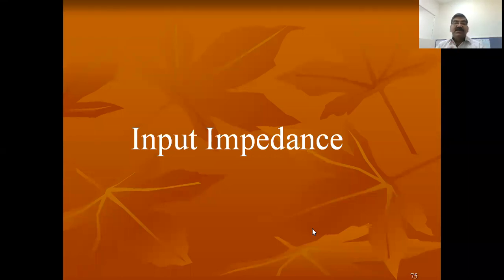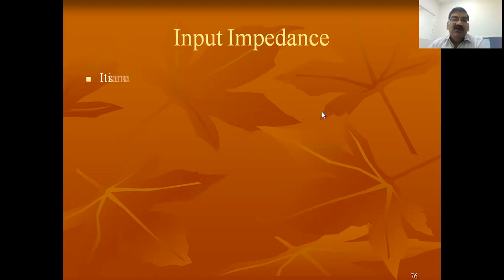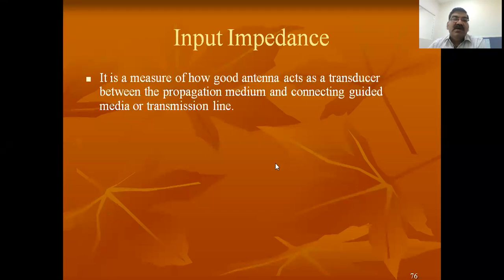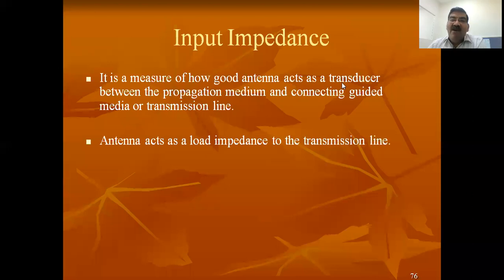There is a separate section in microwave engineering on impedance matching and all these things. And this is the antenna subject. We will not focus more on impedance matching, but here we will understand what the input impedance is and how it is related. Now, what is this input impedance? It is the measure of how good the antenna acts as a transducer between the propagation medium and the connecting guided medium, or the transmission line.